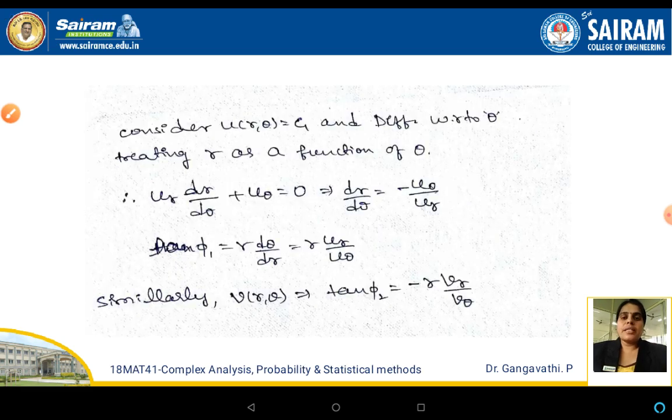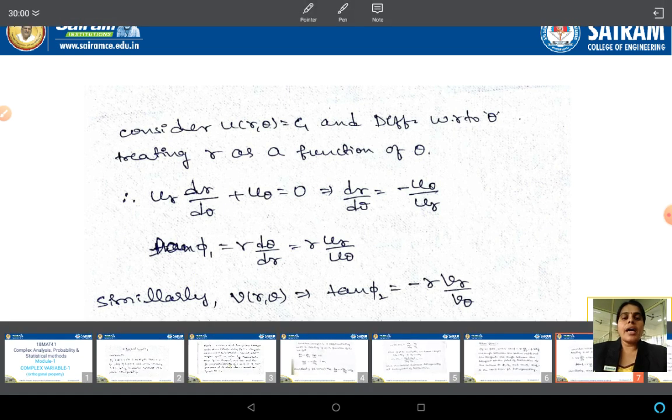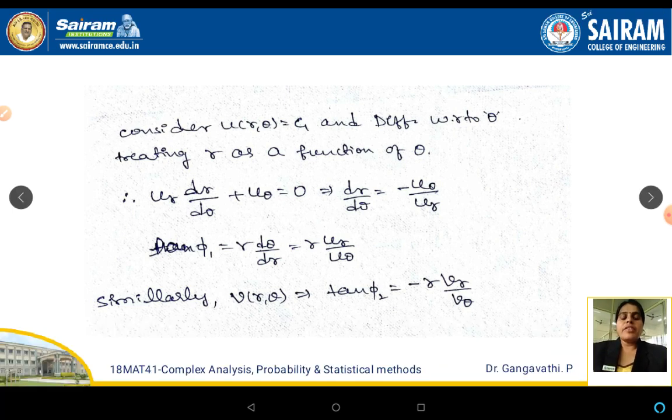So now let us try to prove that result. Consider the first family of curves, that is u of r comma theta is equal to c1, and differentiate with respect to theta, treating r as a function of theta here. Once we do that, we get dou u by dou r into dr by d theta plus u theta is equal to 0. From this we get dr by d theta is equal to minus u theta by ur. Tan phi 1 is equal to r d theta by dr, which can be written as r into ur by u theta.